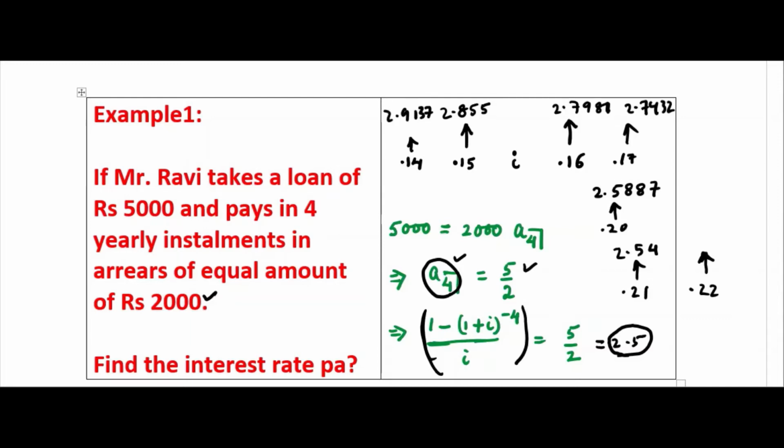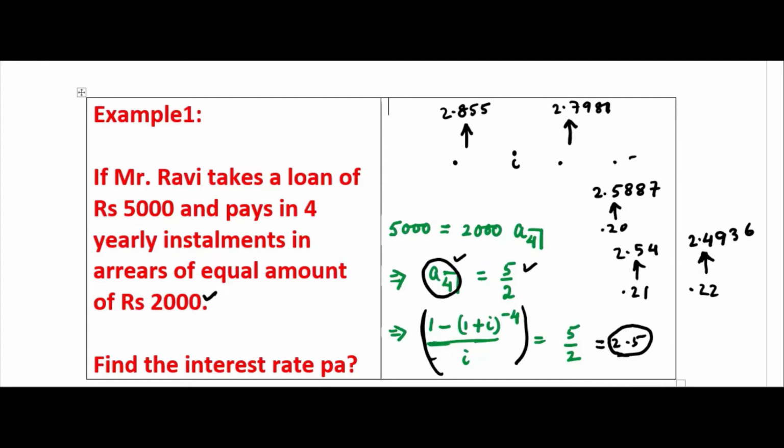I want a value less than 2.5. Sir, at 22% it is 2.4936. Okay, great. That's fine. So let me write 21 and 22 here, these two. I will use 21 and 22.